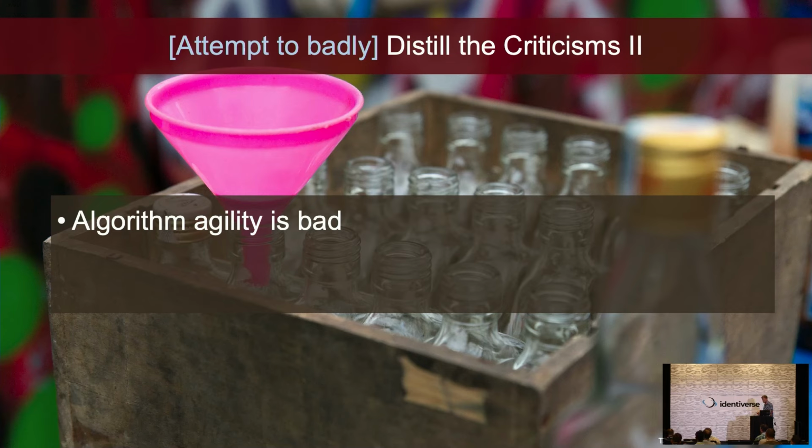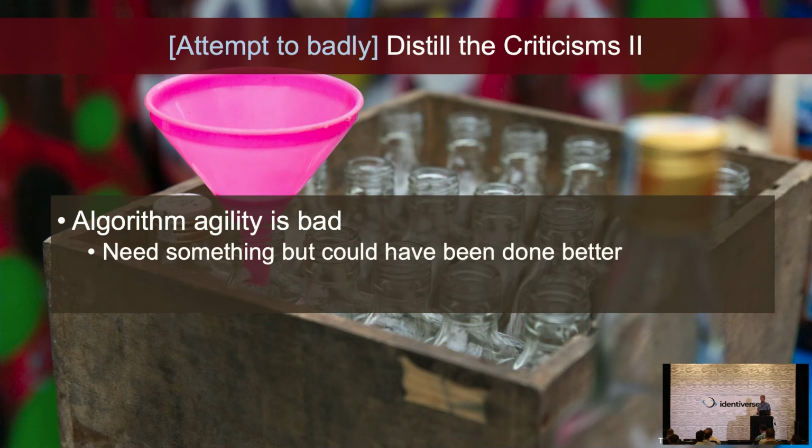There's this growing trend in general that algorithm agility is bad. Now, you do kind of need something, and many of the same people that are saying it's bad are also probably taking advantage of the fact that algorithm agility exists to plug in their new favorite algorithms later. So you really can't get away entirely from algorithm agility, but the way that it was done in JOSE really could have been better.